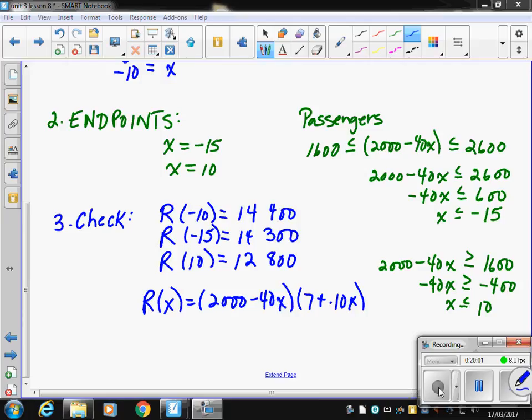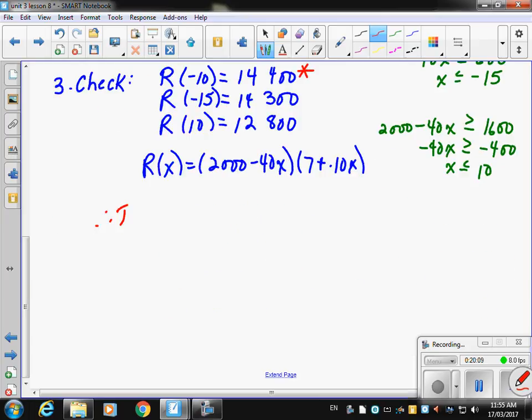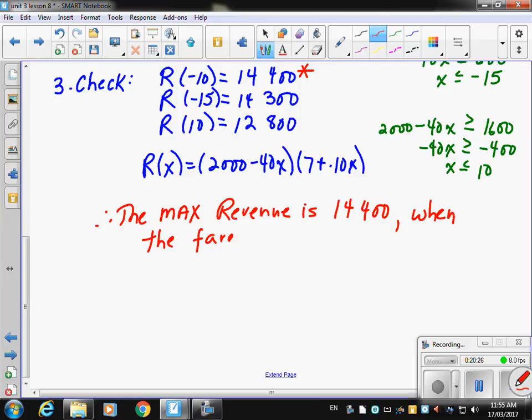The decision is easy enough. That will maximize our revenue. So the conclusion to the matter is, therefore, the maximum revenue is $14,400. And this occurs when the fare is, and our fare was 7 plus 0.10x, and our x is negative 10. So we've actually decreased the fare by $1. So that will happen when the fare is $6.